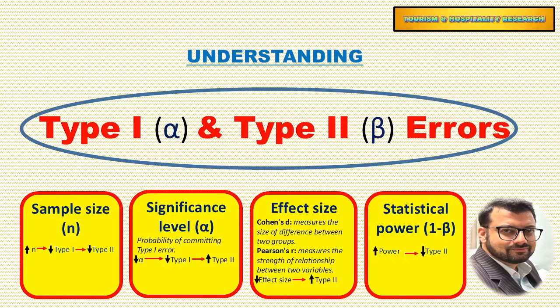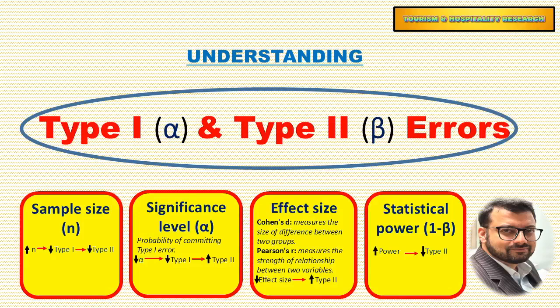Hello all the viewers. Today's session of Tourism and Hospitality Research, we will be discussing an important concept of type 1 and type 2 errors in research. So what is this type 1 and type 2 error? As you can see in this picture, I have depicted type 1 with alpha and type 2 is depicted with beta. This is the way we depict them in research.